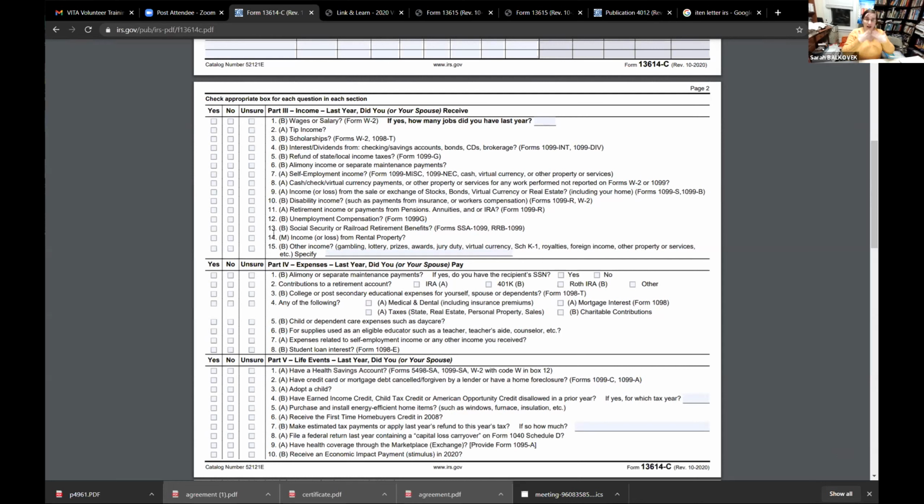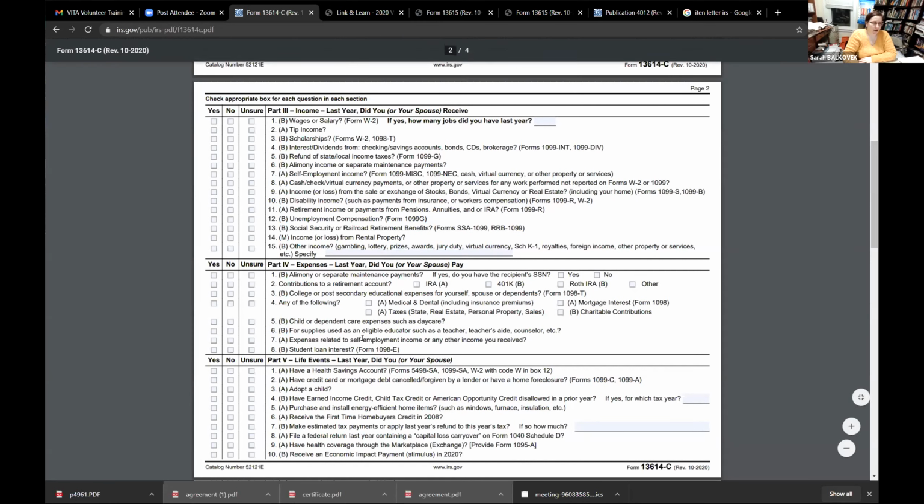So again, I am asking you guys, if you're able to, the advanced test is not that much harder than the basic test. So if you're confident enough, please take that advanced test so we can get as many people as we can at an advanced level so that we can complete those returns.